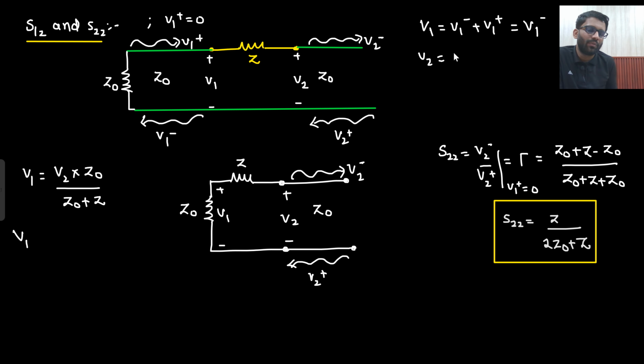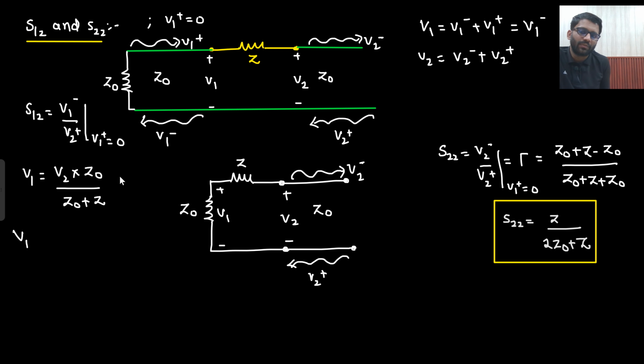And what is your V2? V2 is equal to V2 minus plus V2 plus. Okay, and what are we finding? We are finding S12. S12 is equal to V1 minus divided by V2 plus, under the condition when V1 plus is equal to 0. So my target is to find V1 minus divided by V2 plus.